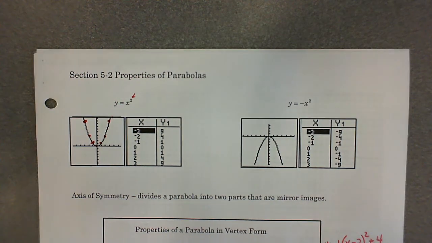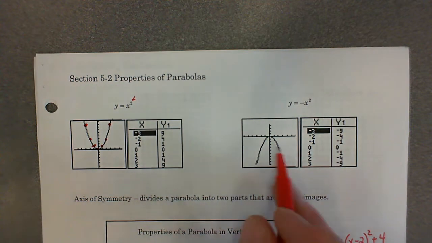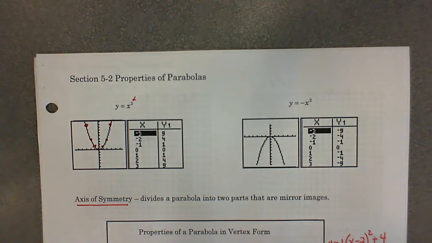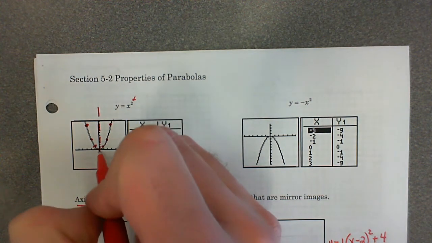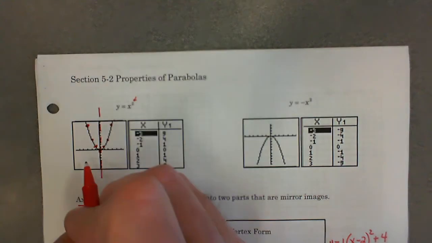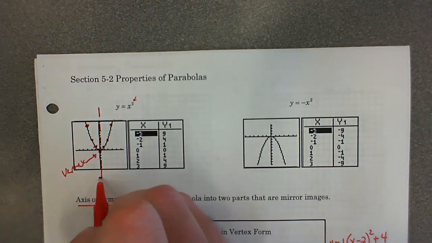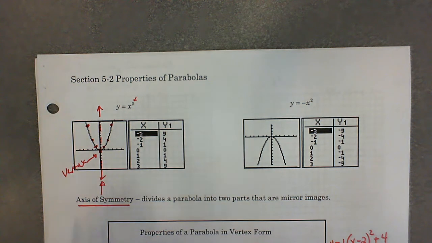Okay? So in this particular lesson, we are going to look at the parabolas, and all parabolas have what's called an axis of symmetry. And what an axis of symmetry is, it's an imaginary line that runs through the center. It goes right through the lowest point in this case. The lowest point there is called the vertex. And the axis of symmetry is a vertical line here. This is the axis of symmetry.